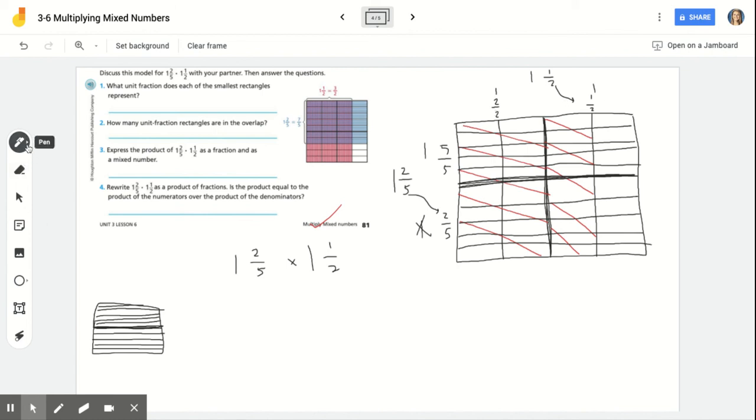And now let's do some shading to represent what 1 2/5 is. I'm going to change to the color blue. I'm going to switch the position of my diagonal lines and watch me as I do it first and then you'll copy, okay? So 1/5 goes from all the way over here, one piece goes the whole length of it. So I just shaded a 1/5 here and I'm going to have to go all the way down to 5/5 to represent one whole.